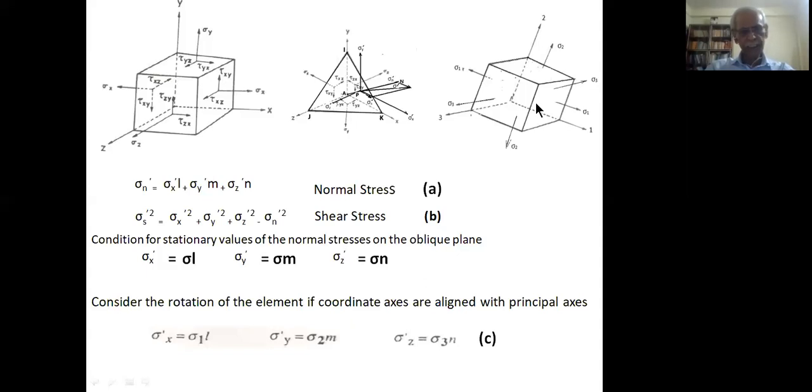So now if we align the coordinate axis along the principal axis, or the axis perpendicular to the principal planes, then we can write sigma x dash as sigma 1L, sigma y dash equal to sigma 2m, and sigma z dash equal to sigma 3n, because these are the three principal stresses. And the three principal stresses will be along the 1, 2, and 3 axis when we have inclined the body.